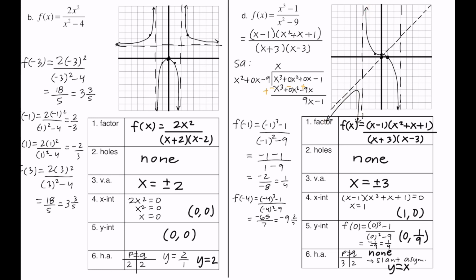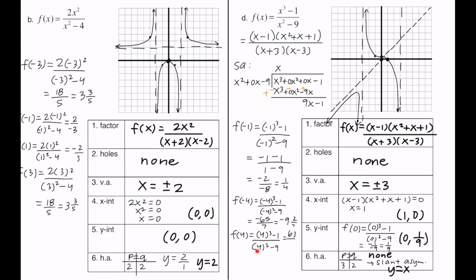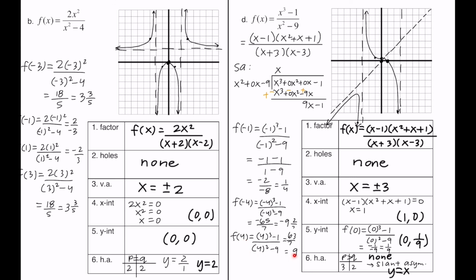And now let's go ahead and plug in positive 4. So we get 64 minus 1 is 63, and 16 minus 9 is 7. So when x is 4, we get positive 9. So I'm going to go right here and then count up 1, 2, 3, 4, 5, 6, 7, 8, 9. And similarly from here we're going to come down and then coast along the asymptote.